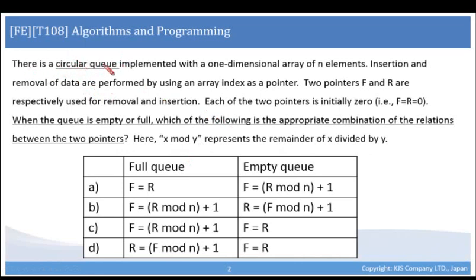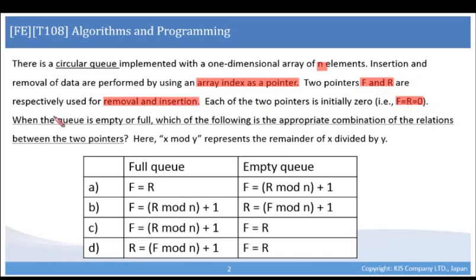There is a circular queue implemented with a one-dimensional array of n elements. Insertion and removal of data are performed by using an array index as a pointer. The two pointers are f and r, which just stand for front and rear of the array, respectively used for removal and insertion. Each of the two pointers is initially 0, so f equals r equals 0 is true at the start.